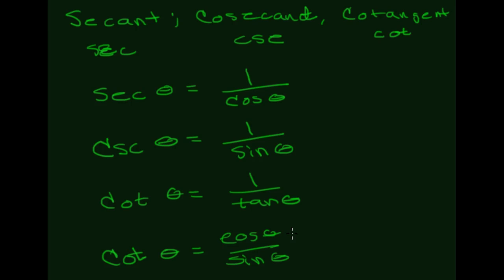We'll be playing around with these ideas of secant, cosecant, and cotangent a little bit in class, but just remember that secant is 1 over cosine, cosecant is 1 over sine, cotangent is 1 over tangent, which makes the cotangent the cosine over the sine.